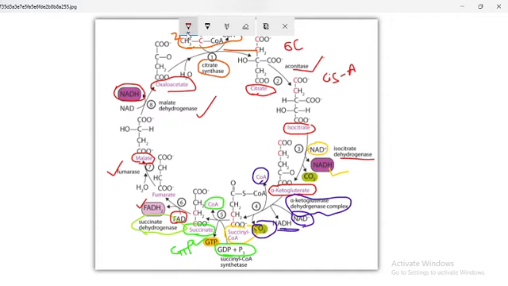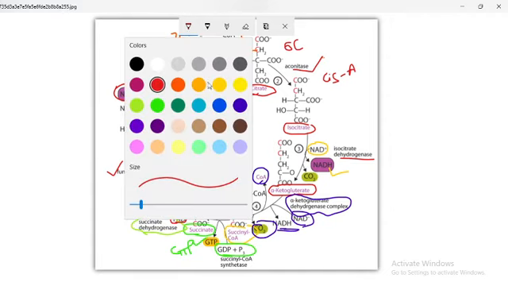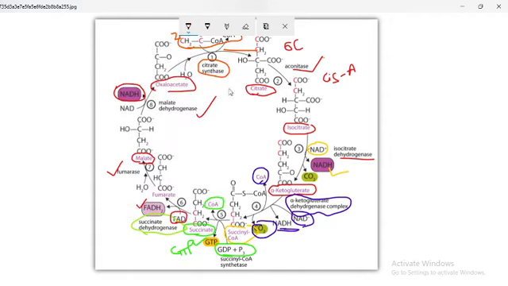See here, how many NADH molecules are released? One here, then second, here third. Then one FADH2 is released and one GTP is released. So moving to our presentation.